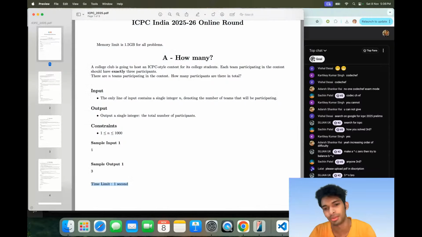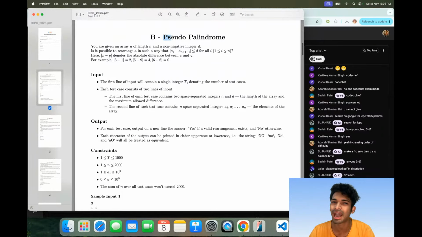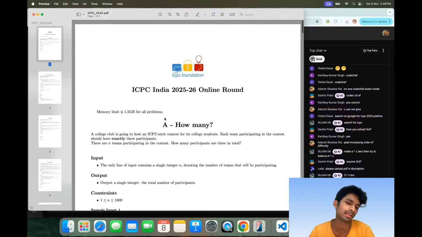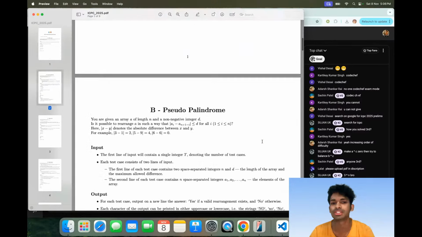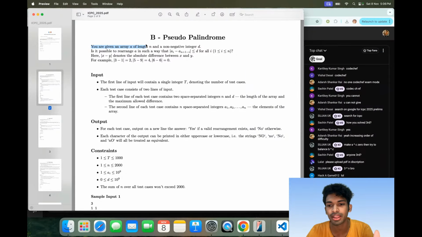Let's go to the second problem and see how it is. Pseudo palindrome. Sounds scary, but let's read the problem. You're given an array A of length n and a non-negative integer d. All of this may seem like too much for some people, but we have to read the problem in a calm and cool way. You're given an array A.